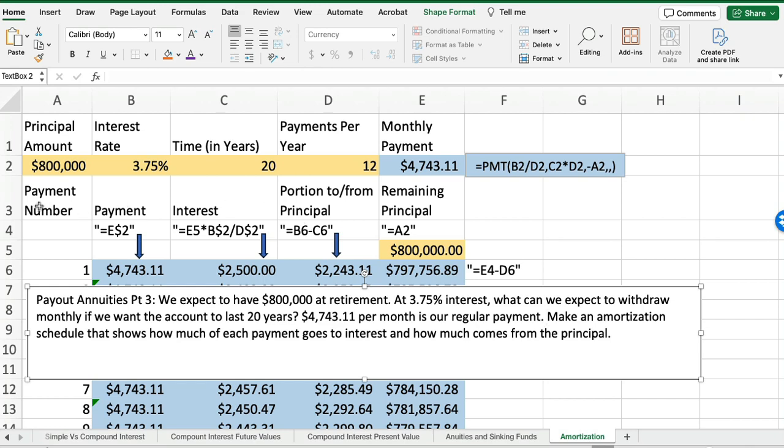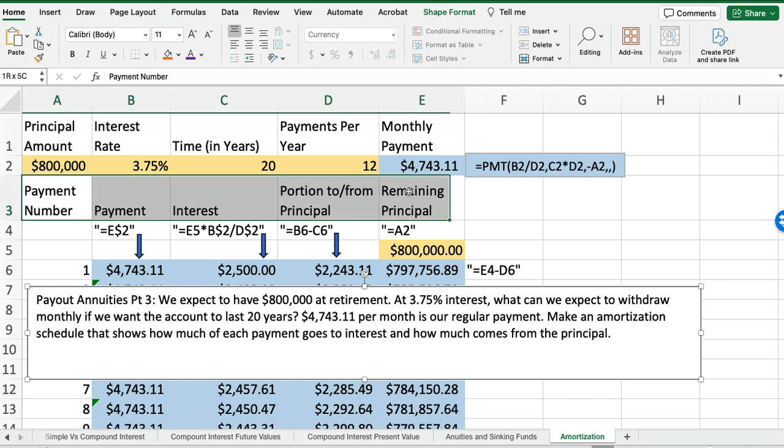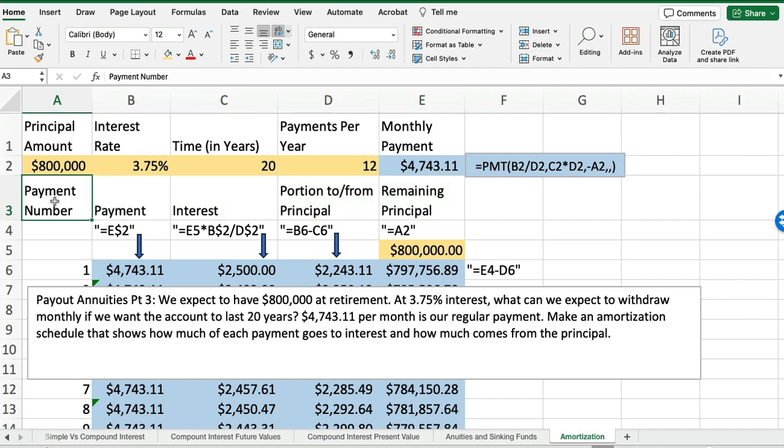So underneath that here, starting in row 3, are my headers. Okay, so the headers are in column A, we have our payment number. So I'm just going to be keeping track of the payment number. And then the payment amount itself is in column B. The amount of interest is in column C. So we calculate the amount of interest each time. And that actually gets pulled into, that's part of your payment.